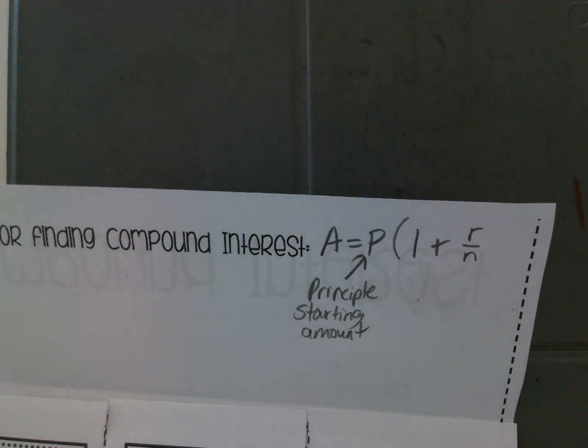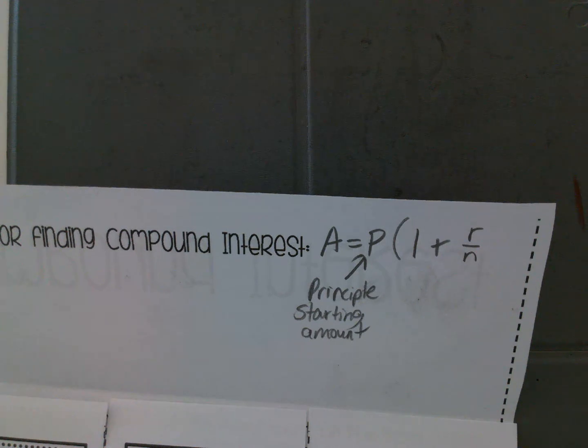If your interest is being charged monthly, then what's your N? 12. Why is it 12? Because it's 12 months in a year. If interest is being charged weekly, then what's your N equal to there? Nope, not 57. It's close though. 52, because it's 52 weeks in a year. If it's charged quarterly, what's your N gonna be there? 4. Okay, it's gonna be 4.